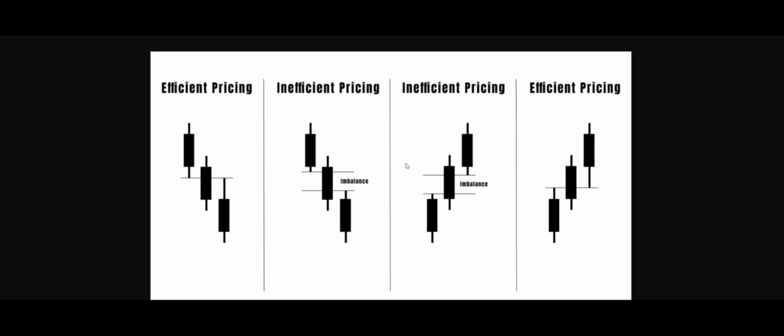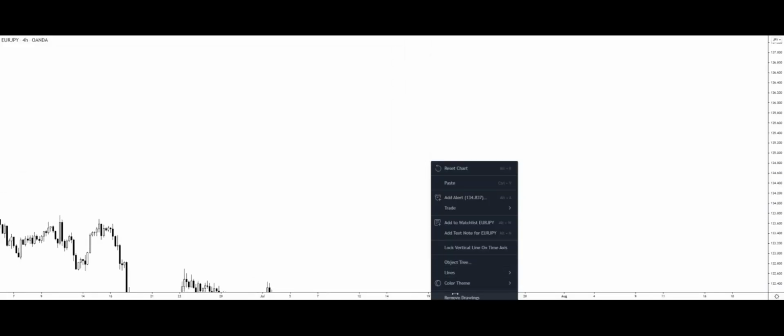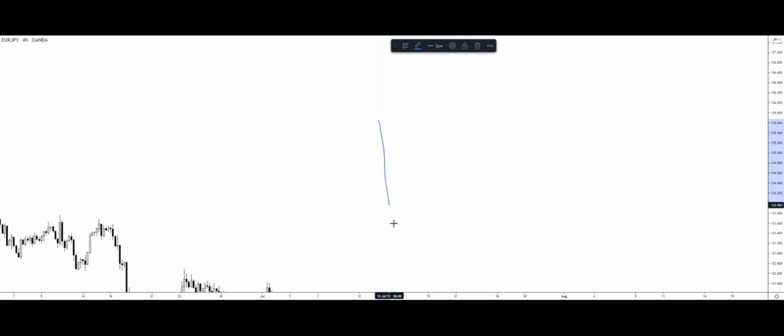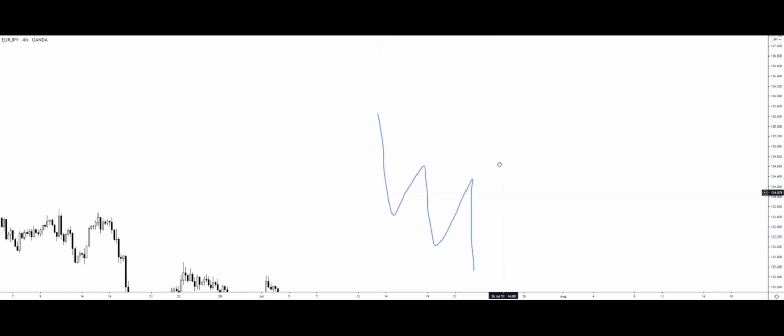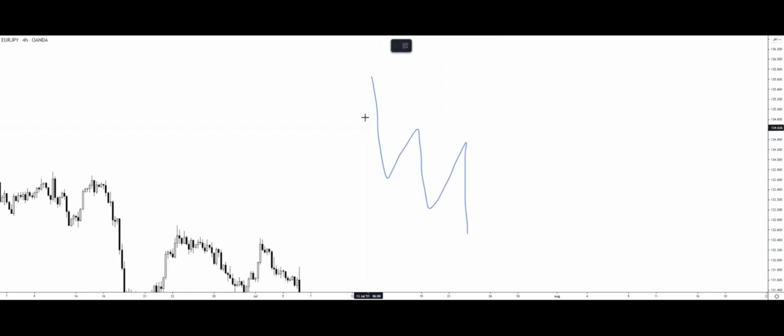So that's pretty much imbalances, and just focus on the 3 candles, because that's what makes an imbalance or an efficient pricing. You usually see this within trending markets. It's when price creates imbalances, like we've spoken about, right? Price is moving up, down, up, down. The reason why it's moving up, down, up, down, up, down is because there's imbalances.